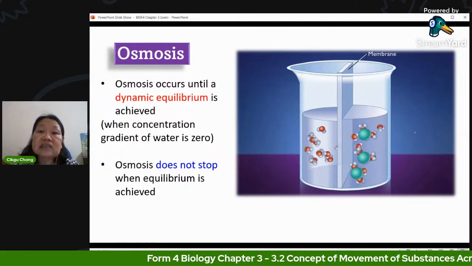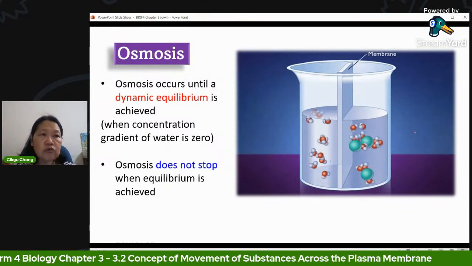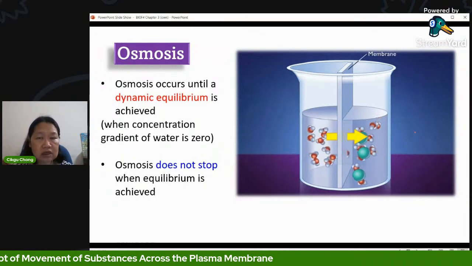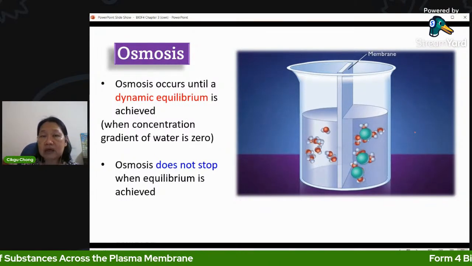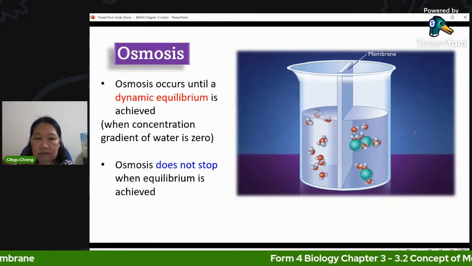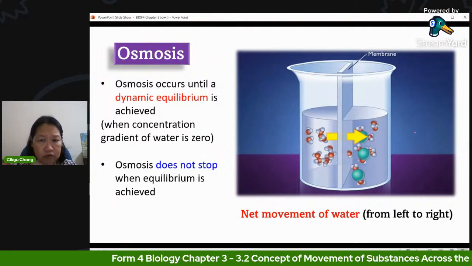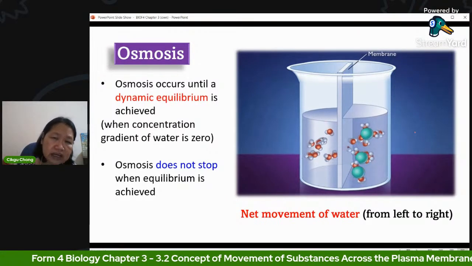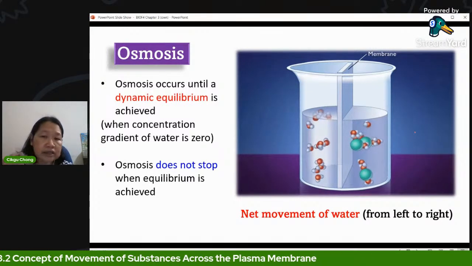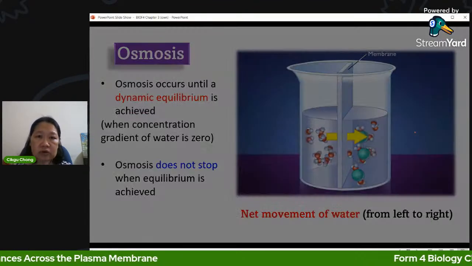Actually, osmosis still occurs, but the rate of water moving in from A to B is the same as the rate of water moving from B to A. When they're the same, you don't see the difference in the effect. So there is a net movement of water from left to right here because the left hand side has a higher water potential and the right side has lower water potential. Clear? No questions so far.